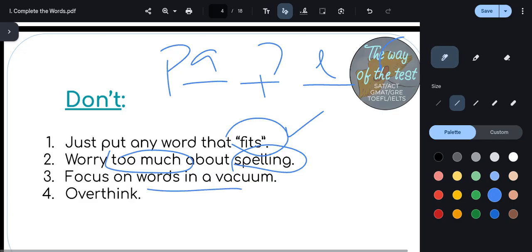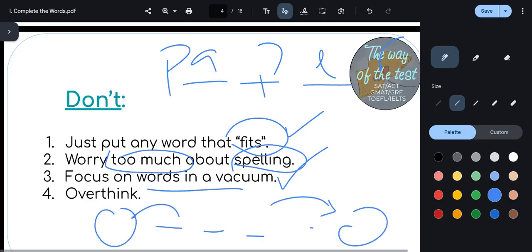Don't focus on words in a vacuum. Again, every word doesn't just have to match. So you have a blank here. It doesn't really have to match just the previous word or just the afterword. It has to match the sentence. It has to match the passage. So words do not exist in a vacuum here. You have to make them match.